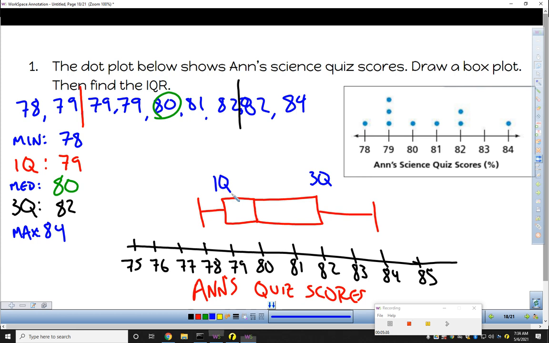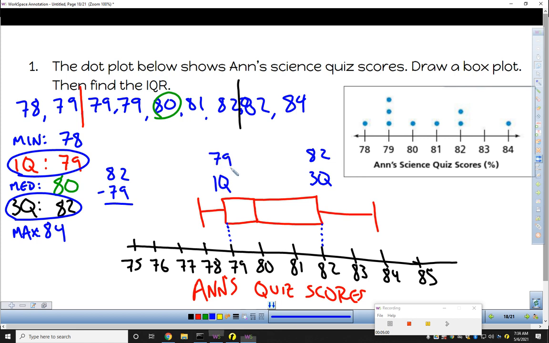Okay? And I'm going to show you both ways. From the 5-number summary, we can see here that we would have 82 minus 79, third quartile minus first quartile. Also, on the box plot, if you are given the diagram instead of the 5-number summary, you need to be able to pull those numbers off. There they are. But the IQR is 3.